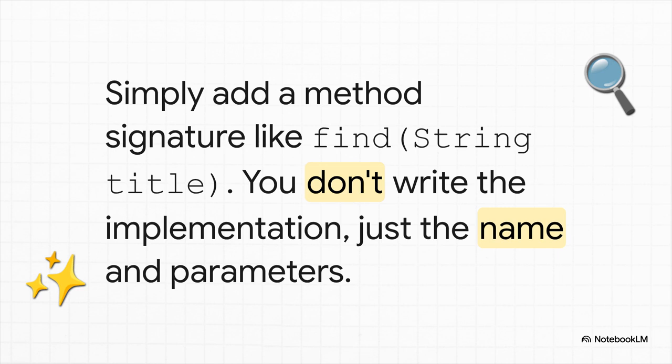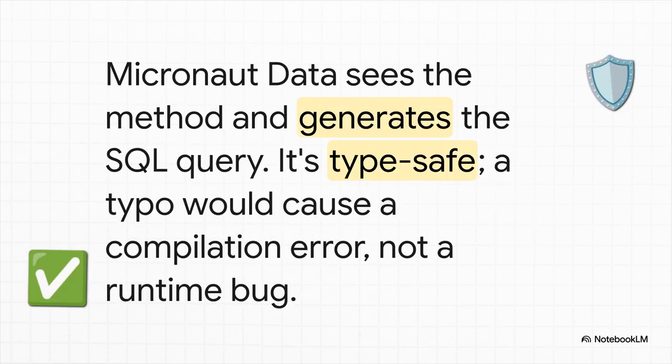Okay, now for the really cool part. Let's say you want to find a book by its title. You don't write any SQL, you don't write an implementation. You just add a method signature to your interface: Book find(String title). That's it. By just naming the method this way, you're giving the Micronaut compiler a direct instruction on what you want to do. And boom, here's what happens. During your build, Micronaut Data sees that method name, and it generates the actual real SQL query needed to make it happen. This query gets baked right into your application, ready to go instantly. And here's the best part, it's completely type safe. If you had a typo in the word title or used the wrong kind of parameter, your app wouldn't even compile. It finds your mistakes before you even run the code, which is way better than finding them in production.